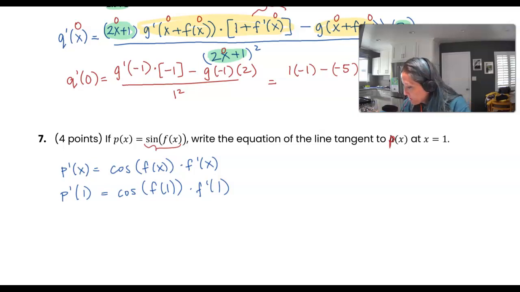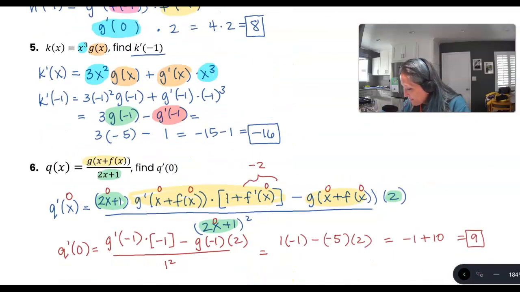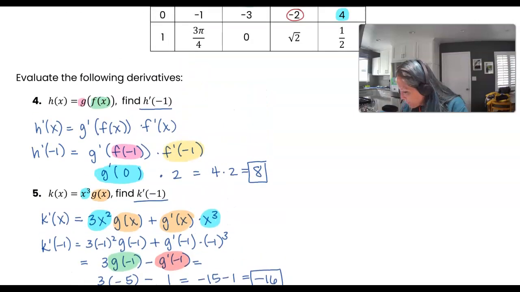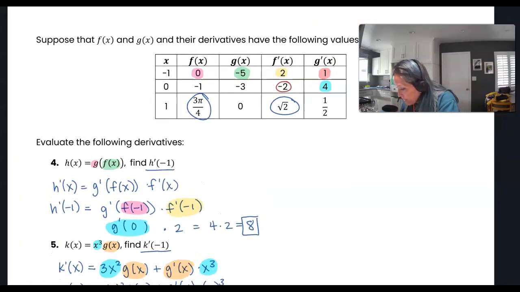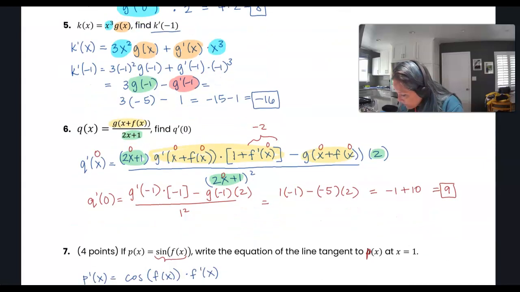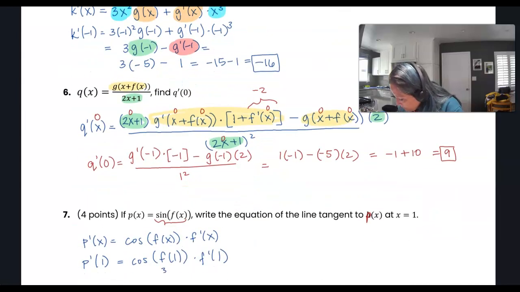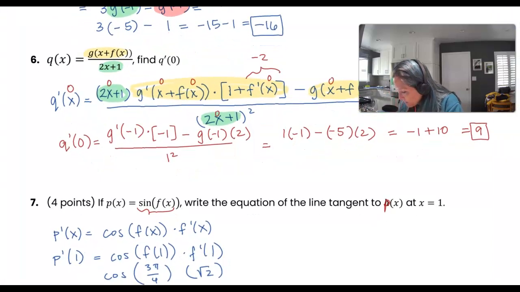My deepest apologies, y'all. I'm going to need f of 1 and f prime of 1. So 3 pi over 4 and a root 2. So 3 pi over 4 and a square root of 2. Cosine. All right, let's see how this goes.